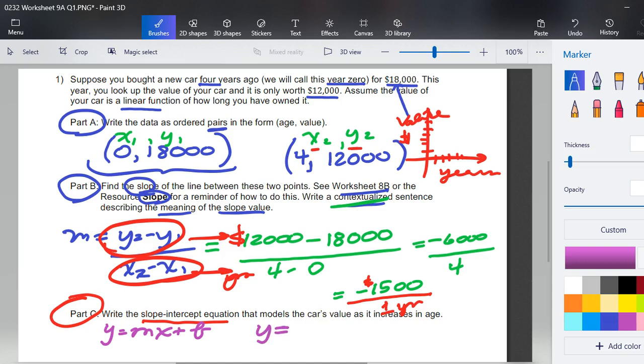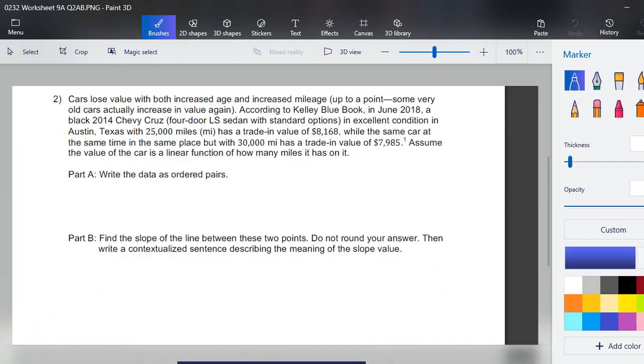So y equals, do we have a slope? Yes, we do. There's our y equals mx. B is the y-intercept, and that's where x is 0, and our y in this case is 18,000. So we now have our equation, slope-intercept form of the car's value as it increases with age. If you haven't already paused and done question 2, this is a good time to hit pause, do question 2, and then come back and let's work on it together.